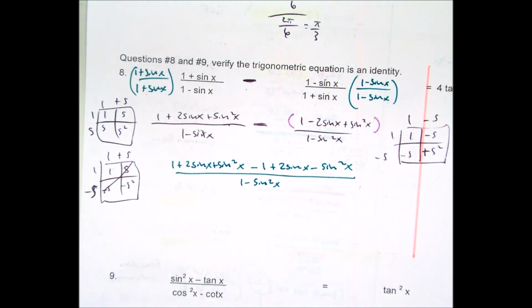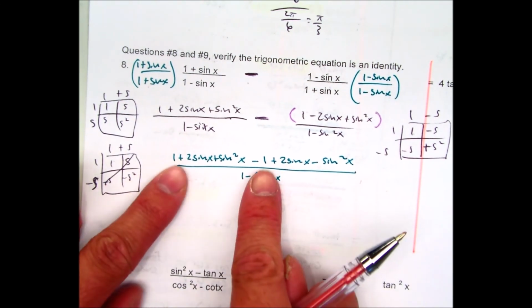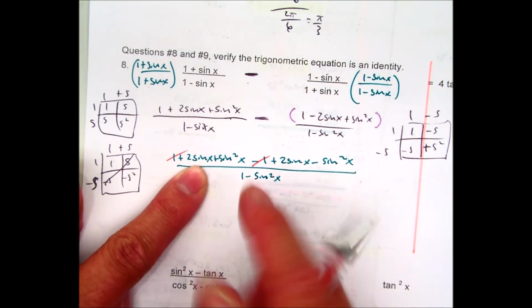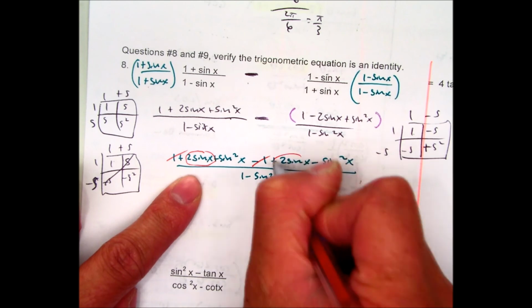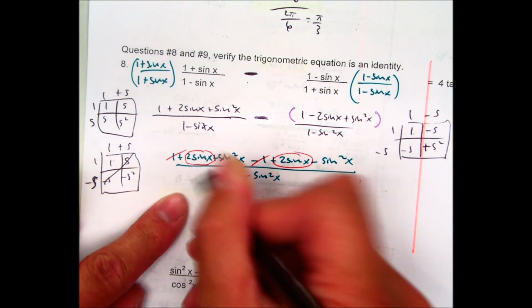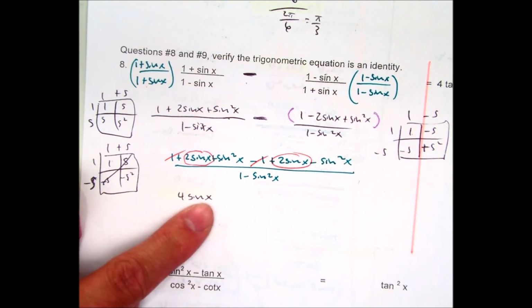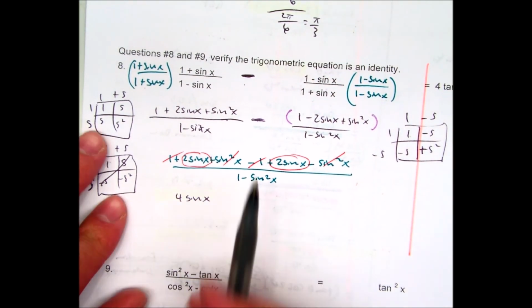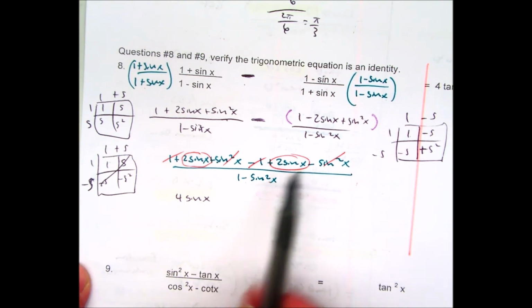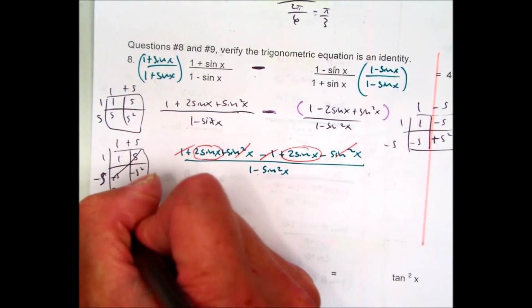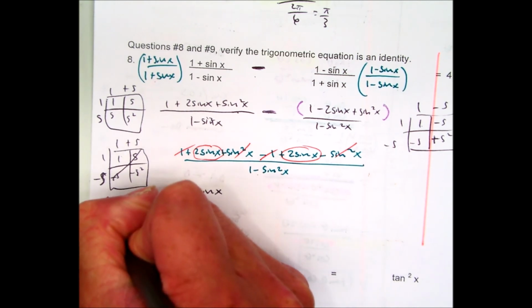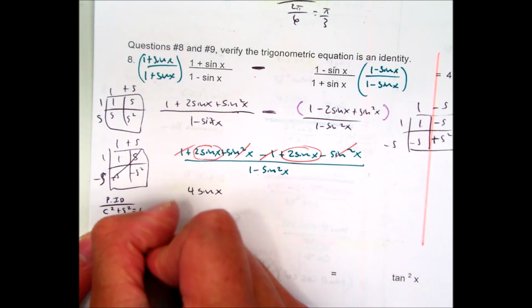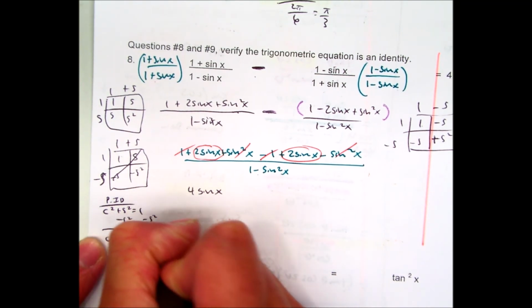Now the great thing is that we do lots of canceling. These will not cancel. That equals what? 4 sine x. These will cancel. And I'm left with 1 minus sine squared x, which looks like the what? The Pythagorean identity, right? Cosine squared plus sine squared equals 1. I want 1 minus sine squared, so I'm going to subtract sine squared from both sides. Cosine squared equals 1 minus sine squared.